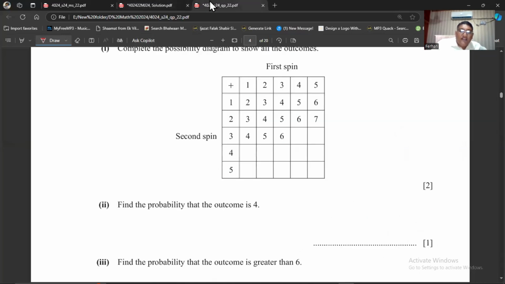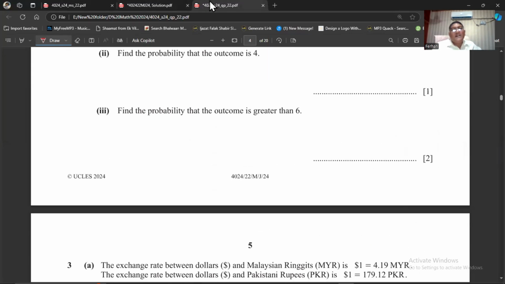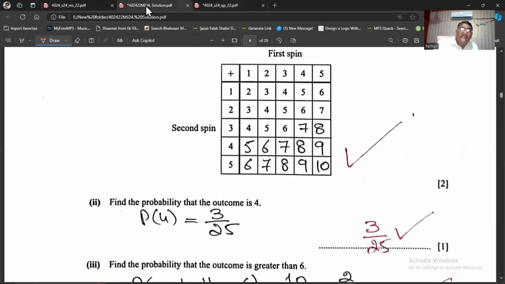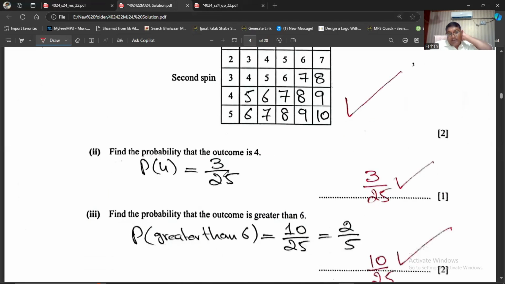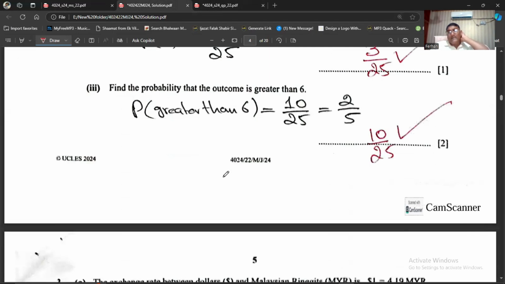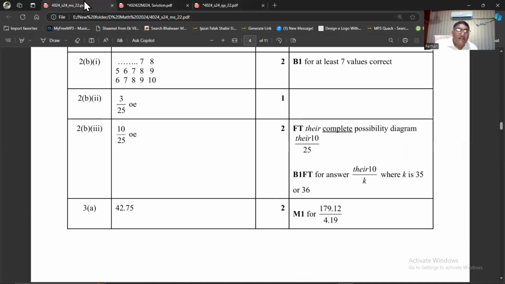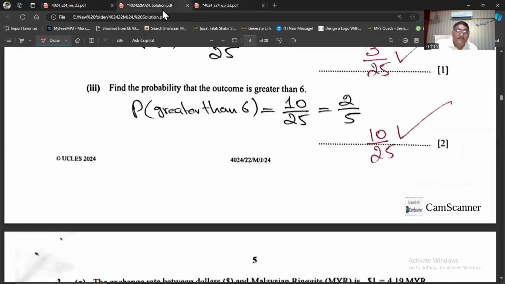Okay. Then the question is, find the probability that the outcome is greater than 6. The word is greater than 6. So greater than 6 are 1, 2, 3, 4, 5, 6, 7, 8, 9, and 10. So that will be 10 by 25. So when you cancel them, with the 5, you will get 2 by 5. So the 10 by 25 or 2 by 5, whatever you like, you can write. 10 by 25 is the right answer, sir.